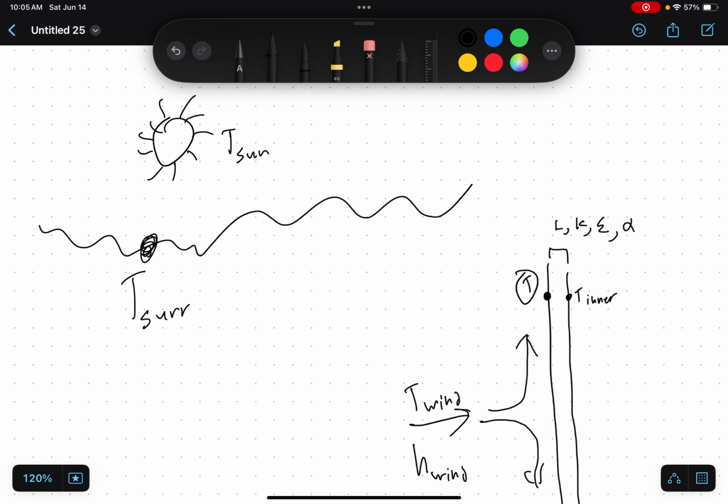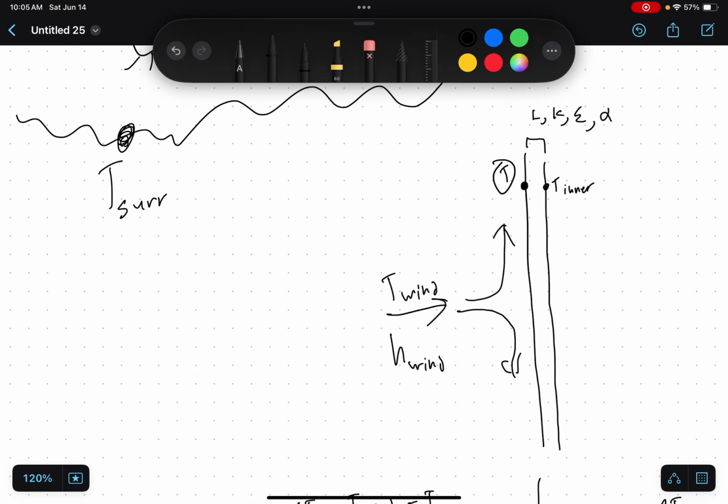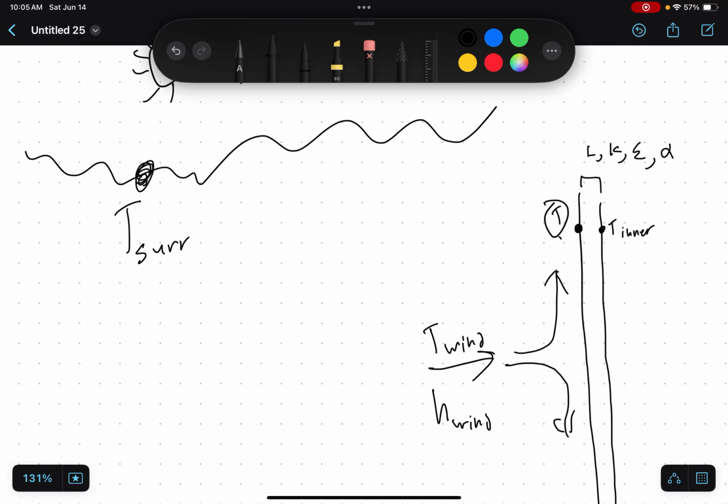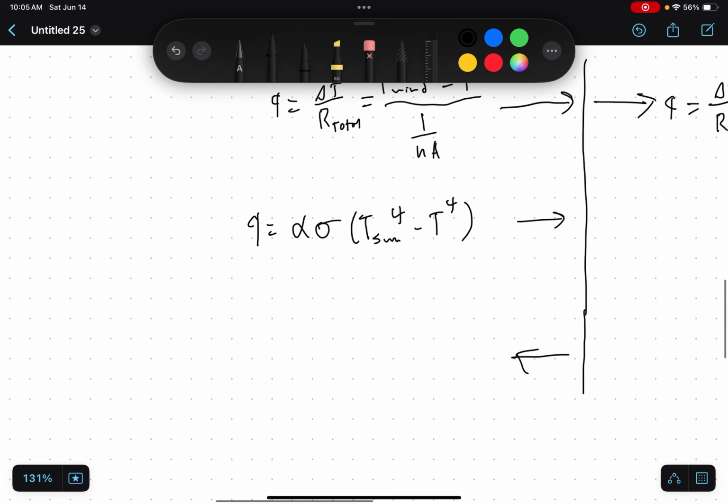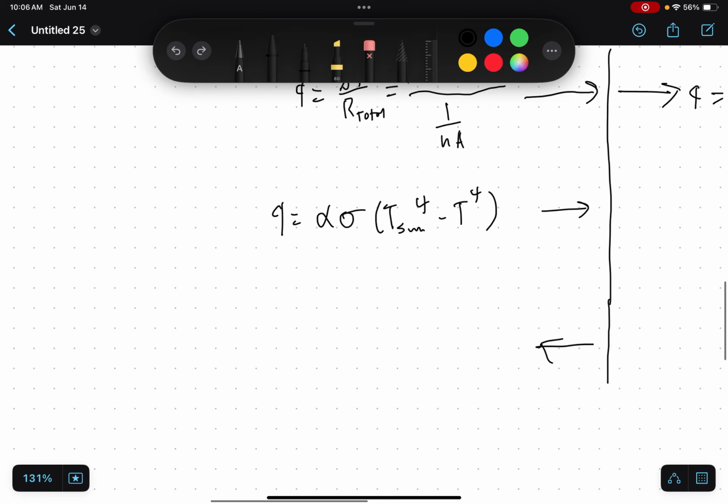We're just going to assume that all of those things are at a constant temperature. So let's say, what's the weather today? I don't know, but let's say it's 80 degrees Fahrenheit. You'd probably set T surrounding at 80 degrees. And I'm going to assume my sign convention is going from the window to the surroundings. And it is literally this exact same equation.